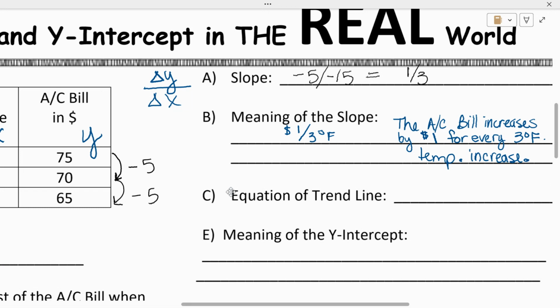Equation of the trend line. Well, we're not going to call it a trend line. We're just going to call it y equals m times x plus b. How am I going to write an equation for slope-intercept form? What do I need? So open up your journal. Should be your 3.4 journal. 3.4. How do I write an equation when I don't know the y-intercept?